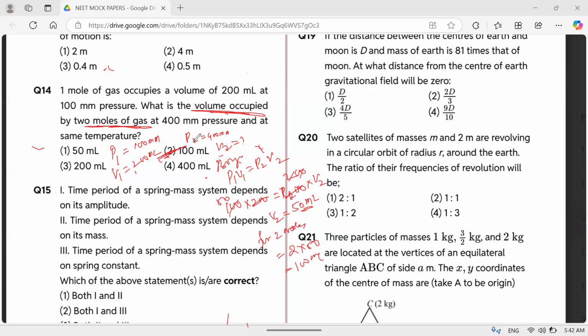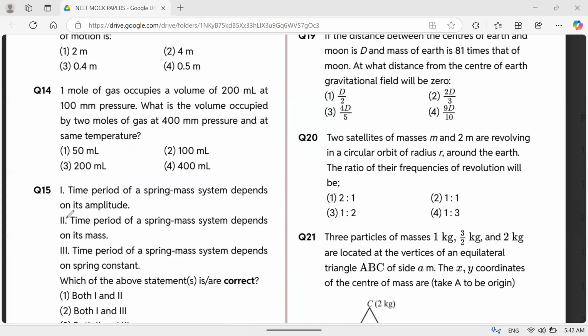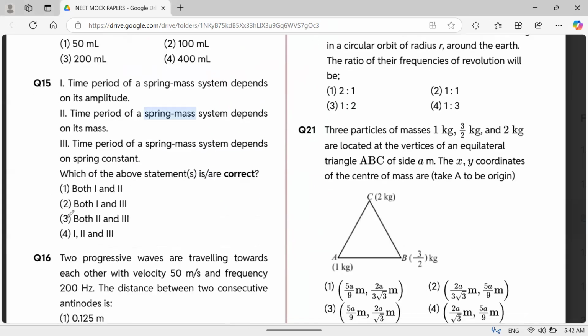Clear? Sure. Yes. Time period of the spring mass system depends on its amplitude. Time period of a spring mass system depends on its mass. Time period of a spring mass system depends on the spring constant. Which of the following is correct? What is the formula for the spring mass system? T is equal to 2 pi under root of m divided by k.